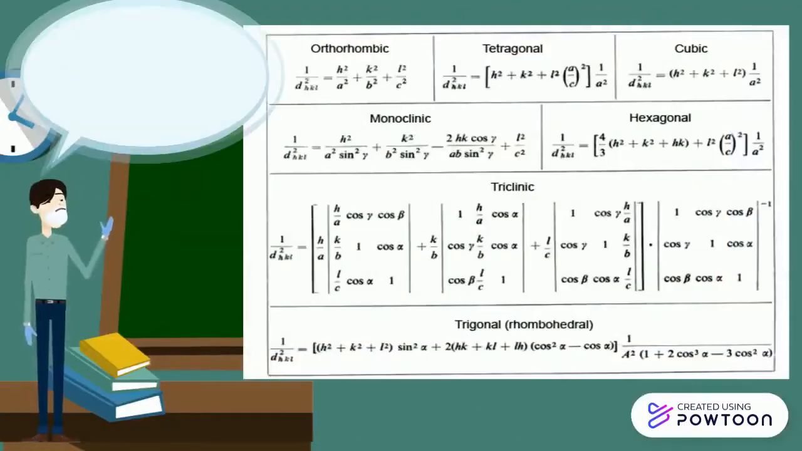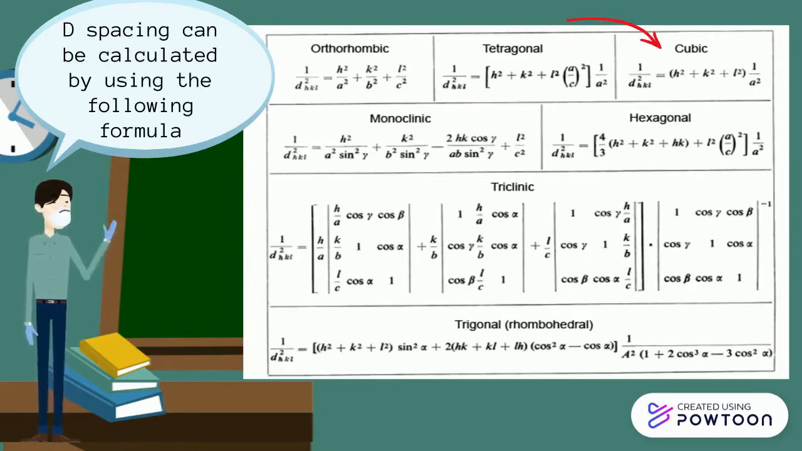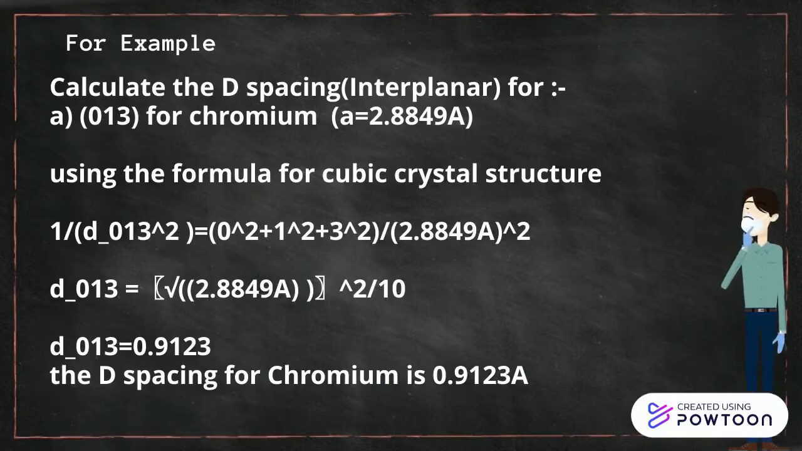Next, d-spacing or interplanar spacing can be calculated by using the formula shown. There are formulas for each type of crystal structure, but for now, we are only going to focus on the cubic formula. For example, calculate the d-spacing for the 013 plane of chromium with a being 2.8849 angstrom. By using the formula that we saw earlier, we obtain the d-spacing for 013 chromium as 0.9123 angstrom.